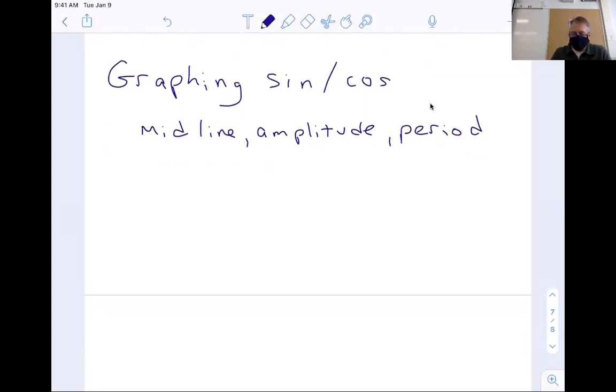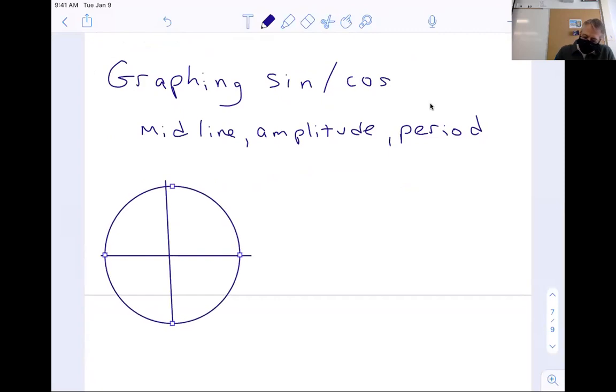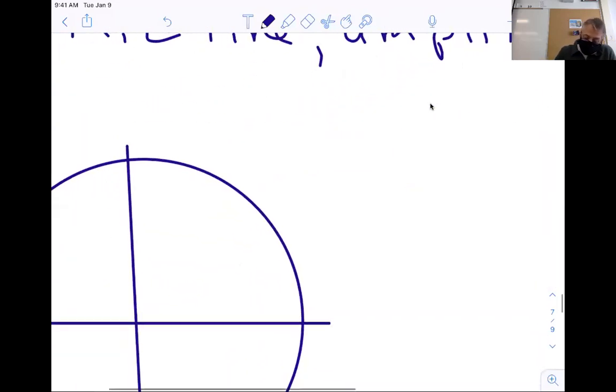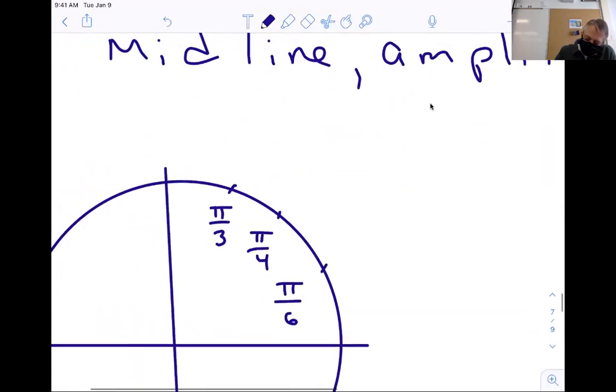When I say graphing sine and cosine, what I mean is we have been talking pretty much unit circle stuff. And I'm going to do how I try and start most of our lessons. I'm going to draw the first quadrant. I know that this is pi over 6, pi over 4, pi over 3. And this is 1/2 and root 2 over 2. Whoops. Not root 2 over 2.